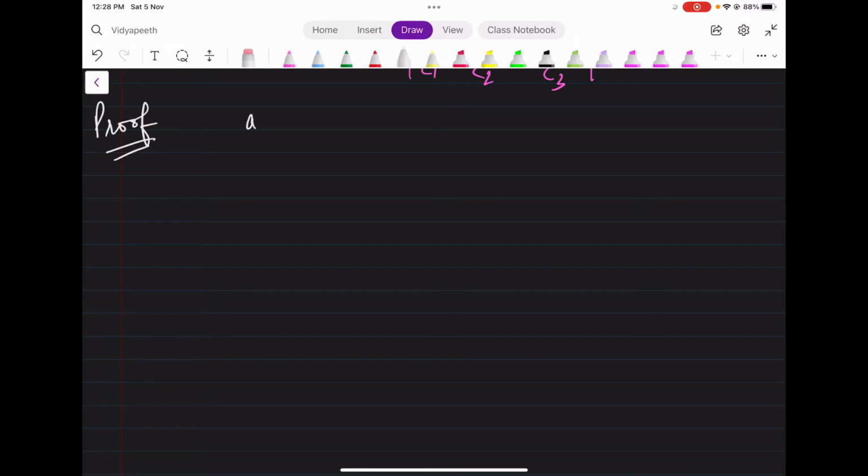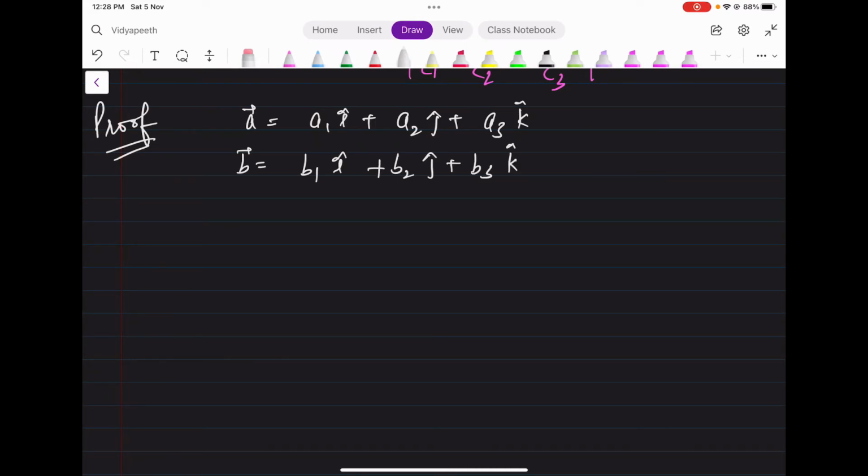So since it was given to me that vector A is A1 i plus A2 j plus A3 k, vector B was B1 i plus B2 j plus B3 k, and similarly vector C was C1 i plus C2 j plus C3 k. Yes, so we have considered these three vectors. First thing which we need to find is B cross C.